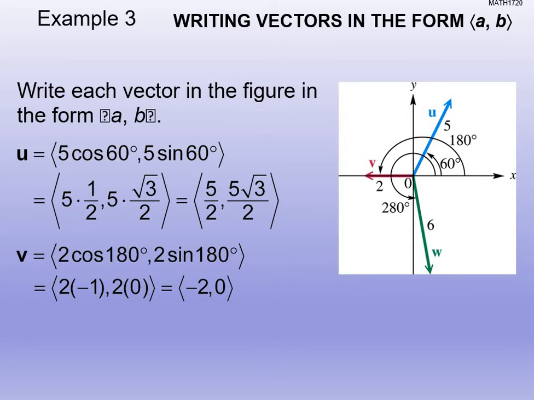So we're going to get -2, 0, right? So you're going to have 2 times -1, which gives you -2, 2 times 0, which gives you 0. Okay? And then let's look at the third vector here.